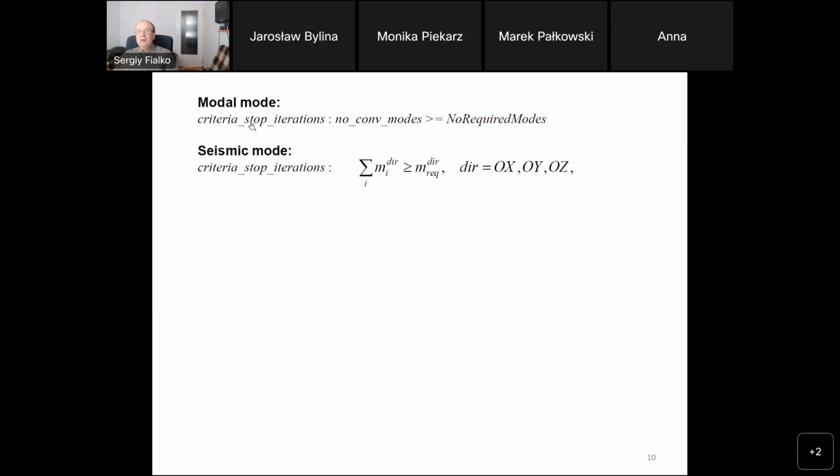In modal mode, the stop criteria for iteration are presented here. The number of convergent modes must be not less than the number of required modes. In seismic modes, we must achieve values of the sum of modal masses in each seismic direction which are not less than the required corresponding values.